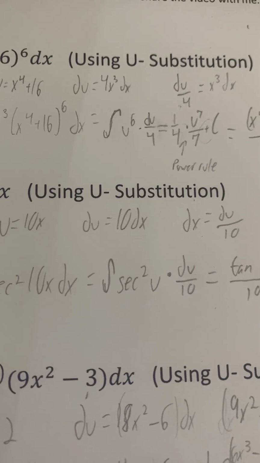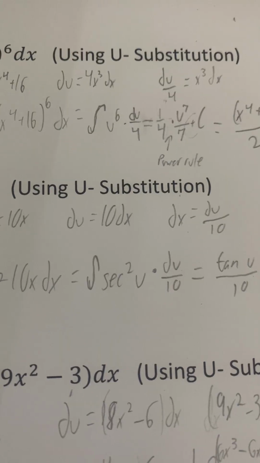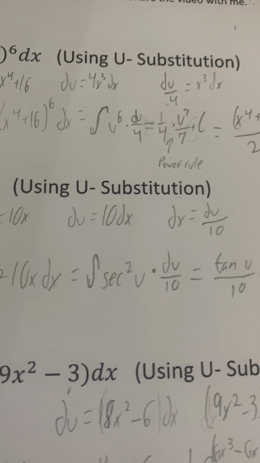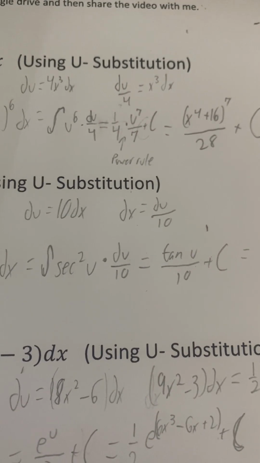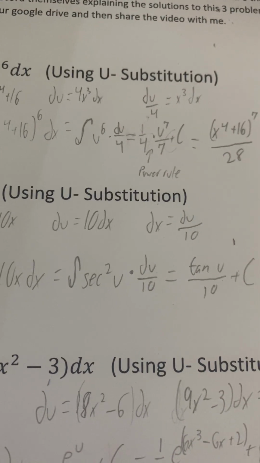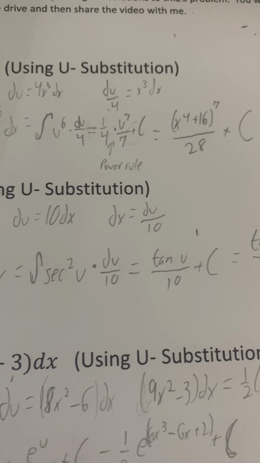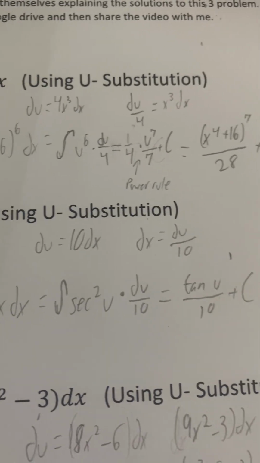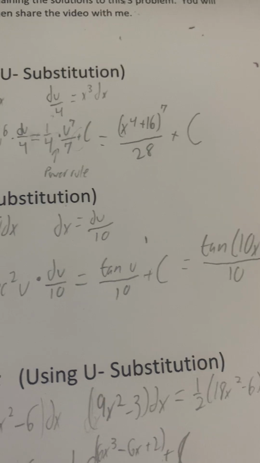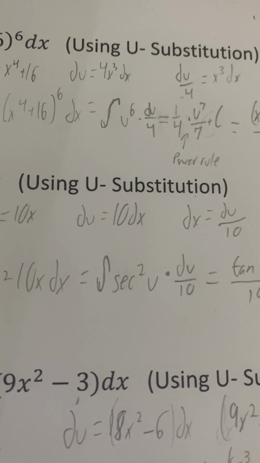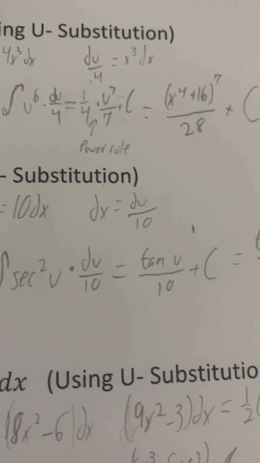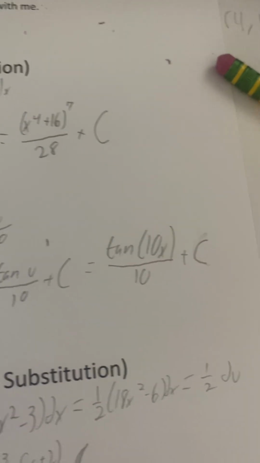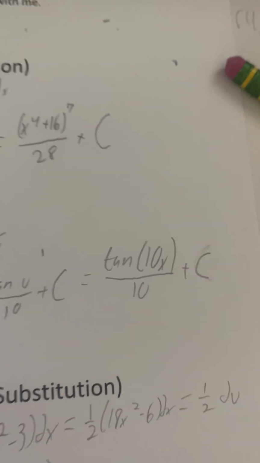So due to our derivative rules, specifically with sine, cosine, tangent, secant, cosecant, cotangent, all that stuff, secant squared u will give us tan u, and then times du over 10. After going through that, you are going to have tangent of u over 10 plus c. So then as you replace it back, you have tangent of 10x over 10 plus c.